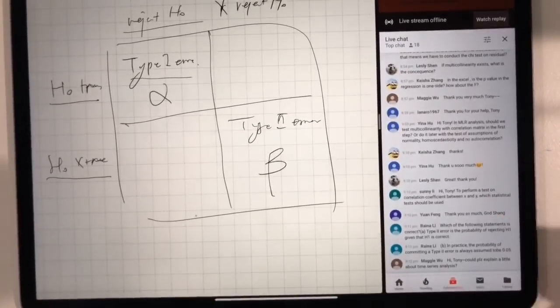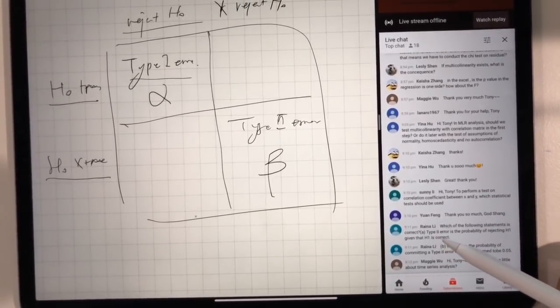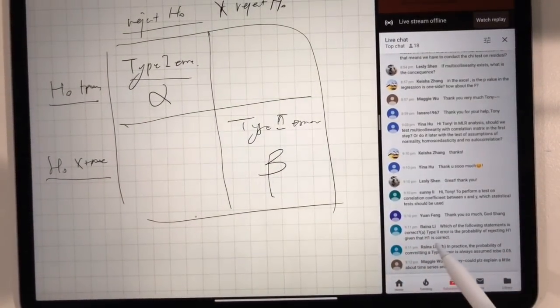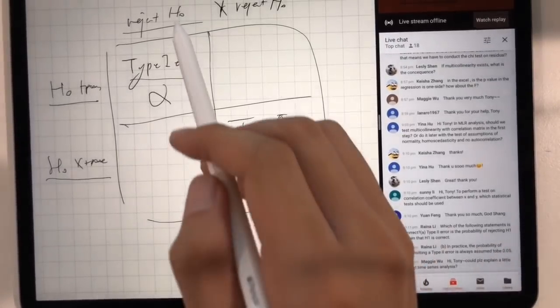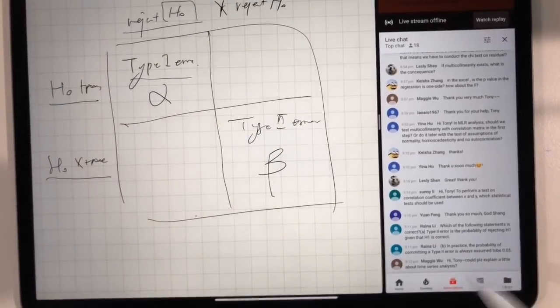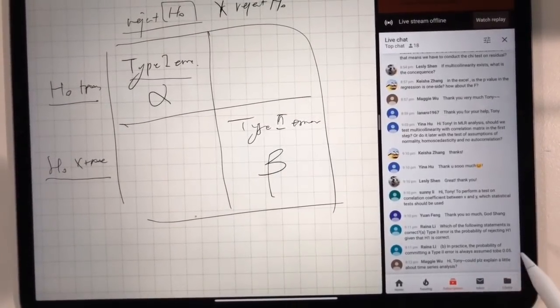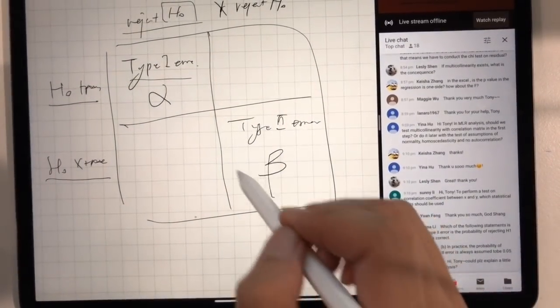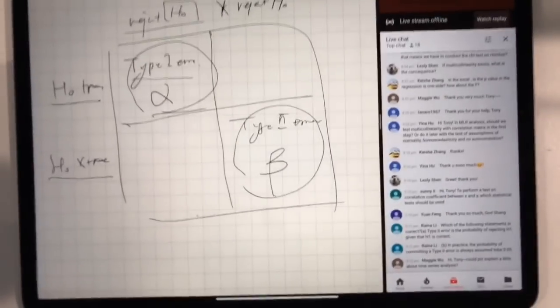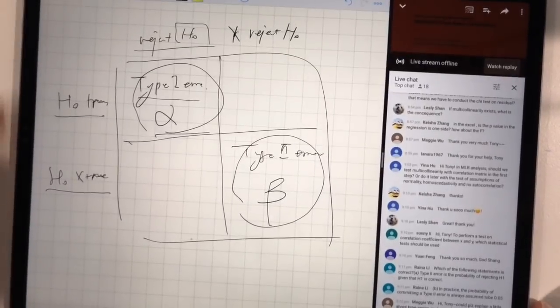So we can see your question. A, type 2 error is the probability of reject H1 given H1 is correct. Well, this is absolutely wrong because we never talk about H1, we always talk about H0. So it's absolutely wrong. B, in practice, the probability of committing a type 2 error is always 0.05. Type 2 error, no. The type 1 error is alpha. So type 1 error is always assumed to be 0.05.